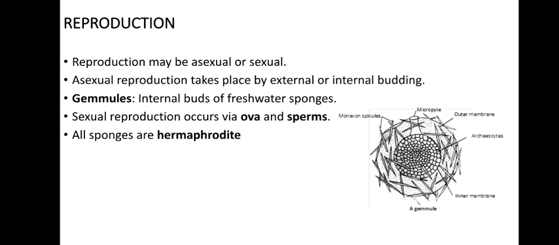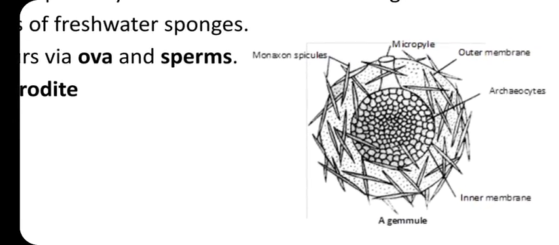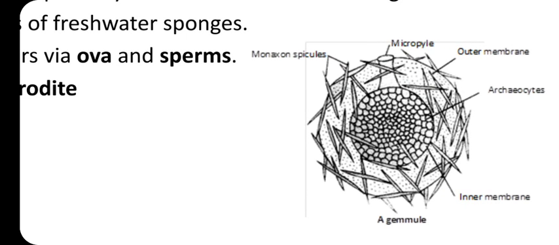Now each gemmule is special because as you can see here, at the center of it are the archaeocytes. They contain some reserve food material in them, and then they are surrounded by a covering. Generally chitin has two layers, outer layer and the inner layer, and also they are supplied with these spicules, monoaxon spicules. Generally monoaxon, sometimes even amphidisc might be present. So this is to provide stability and protection.